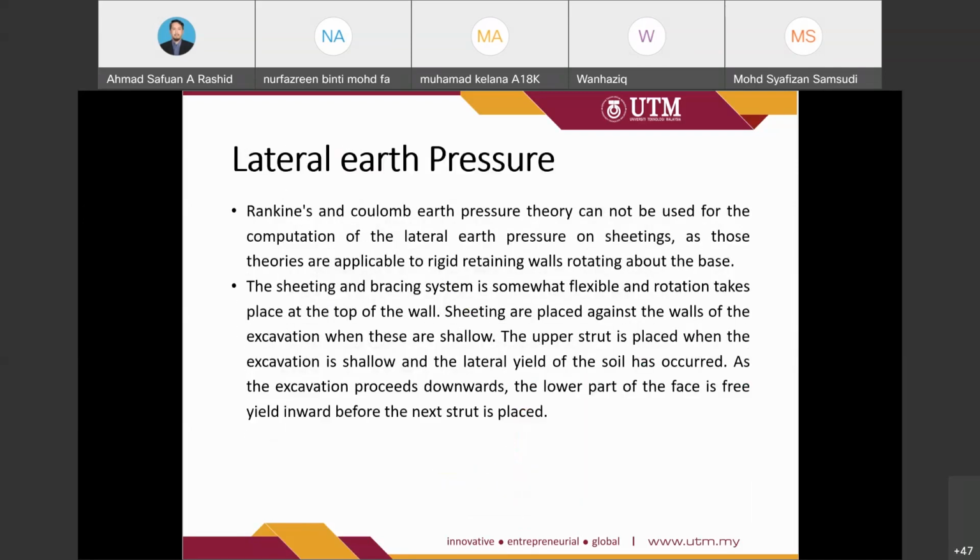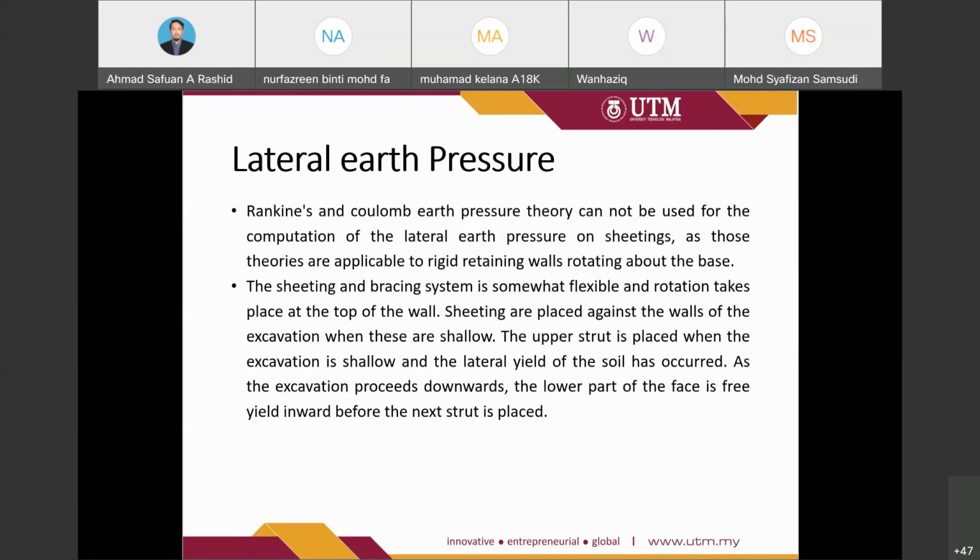Lateral earth pressure: Rankine and Coulomb earth pressure cannot be used for the computation of the lateral earth pressure on sheeting, as those theories are applicable to a rigid retaining wall rotating about the base. So that is different, and we cannot use Rankine or Coulomb earth pressure. The sheeting and bracing system is somewhat flexible and rotation takes place at the top of the wall only.